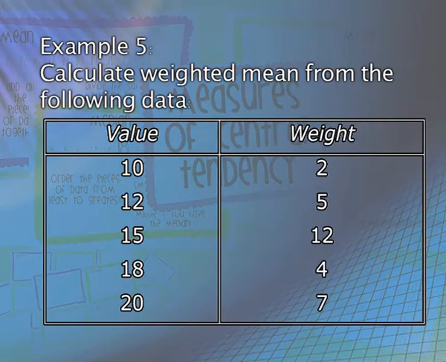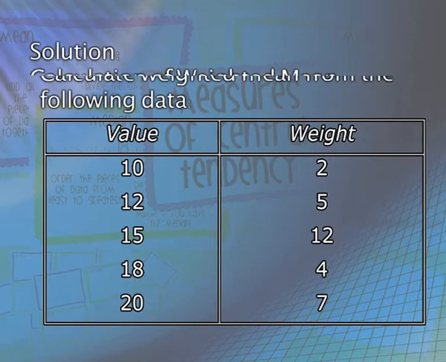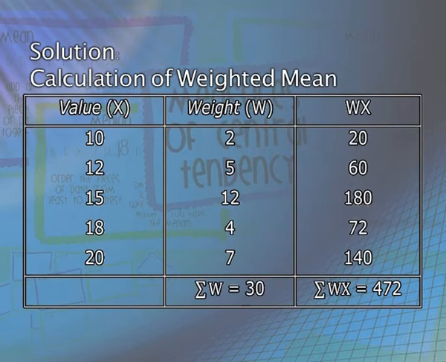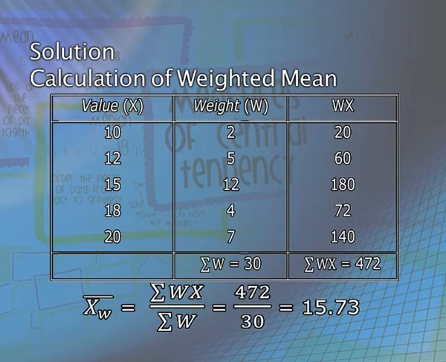Now let's see an example here. Calculate weighted mean from the following data. Now let's see the solution. We have this calculation of weighted mean. xw bar, the formula is sigma wx divided by sigma w. So we have already calculated sigma wx, which comes out to be 472, and we know sigma w from the table as 30. So 472 divided by 30 will give you 15.73.